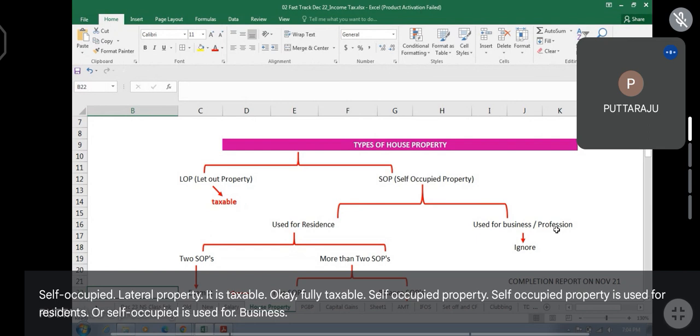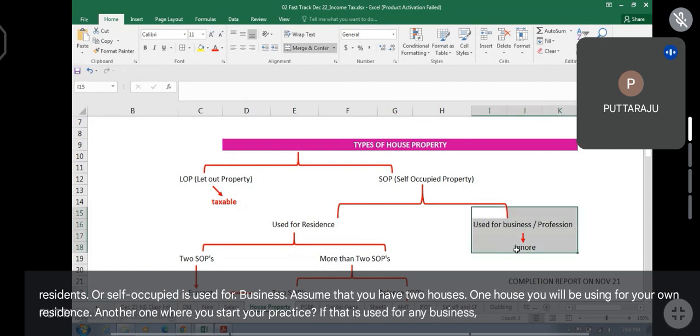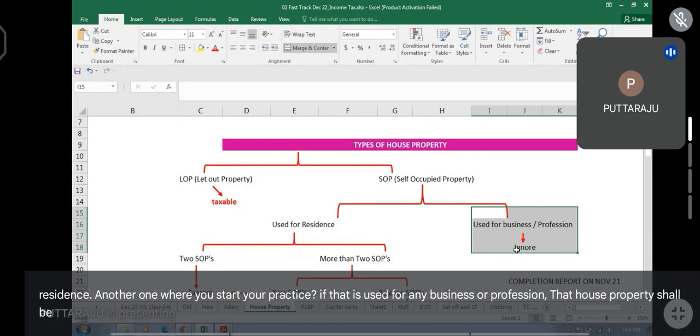business. Assume that you have 2 houses. One house you will be using for your own residence, another one where you start your practice. If that is used for any business or profession, that house property shall be ignored. That means it does not at all come within the purview of house property. Understood this?